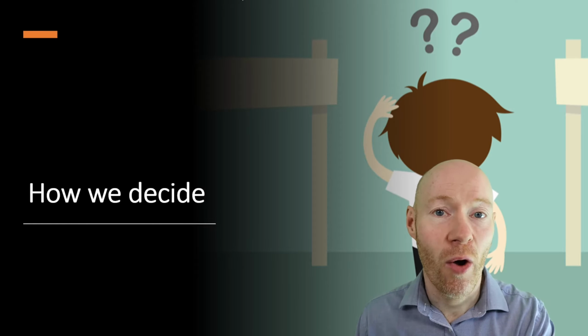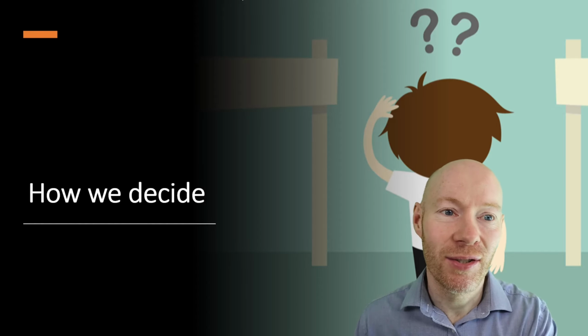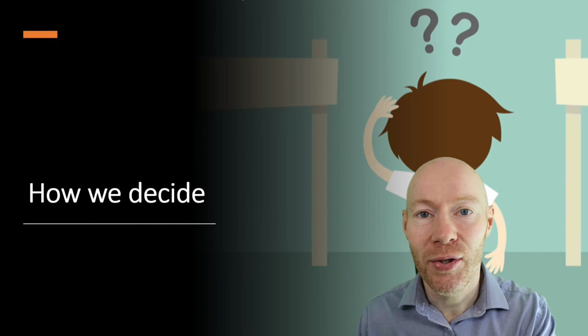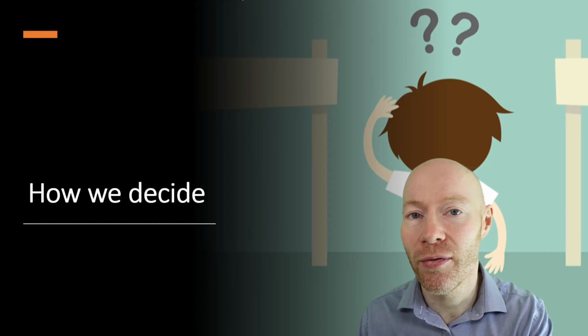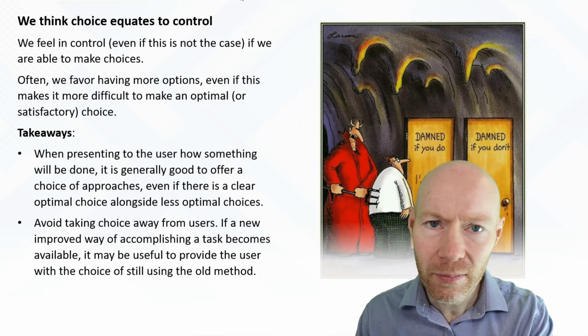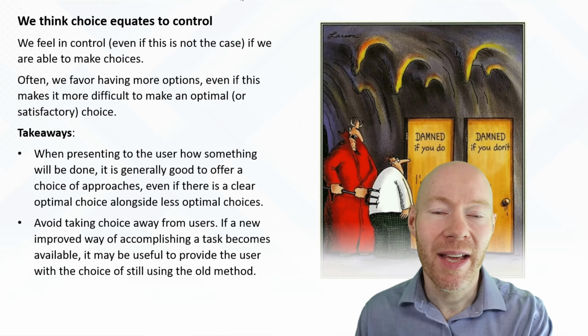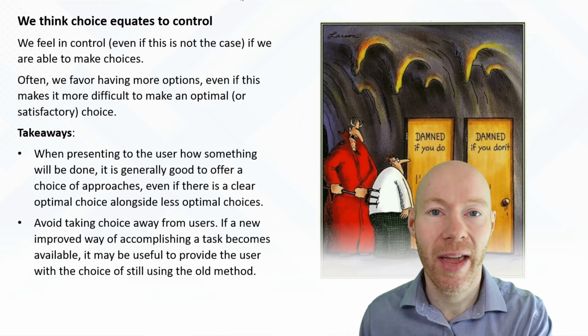In this, the last topic in this particular section, we're going to have a look at how we make decisions. It's an important aspect, as quite often the software that we create fundamentally involves the user making a series of decisions. We'll start off first of all with why it's important to us, and that ties into the idea that generally people like to feel they are in control.